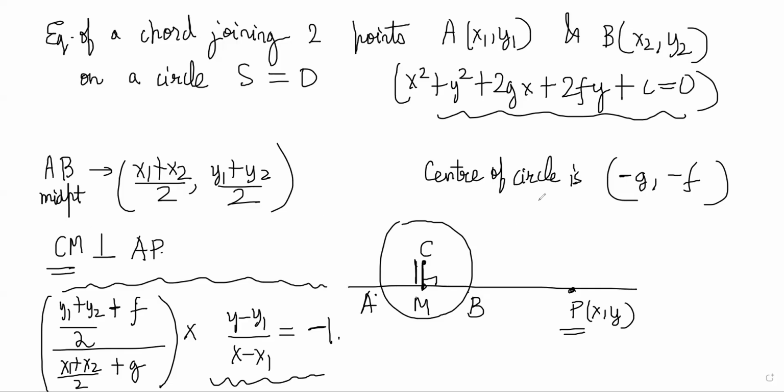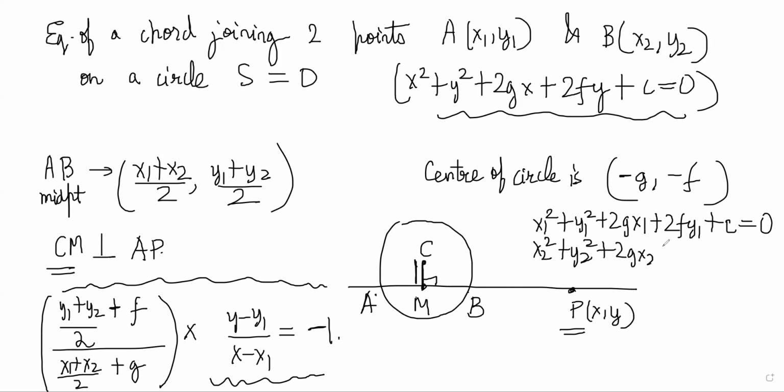You can also realize here that both x1, y1 lie on the circle. So x1 square plus y1 square plus 2gx1 plus 2fy1 plus c equals 0, and also x2 square plus y2 square plus 2gx2 plus 2fy2 plus c equals 0. So this information is also available to you, right? So you don't have to remember the chord equation. You can just get it whenever required, right? Okay.